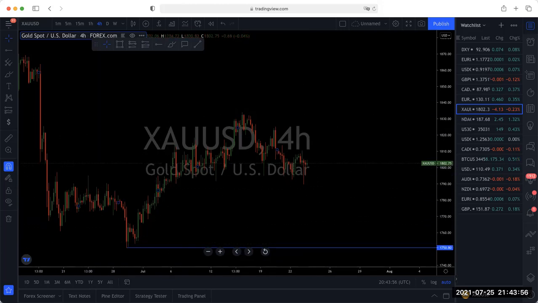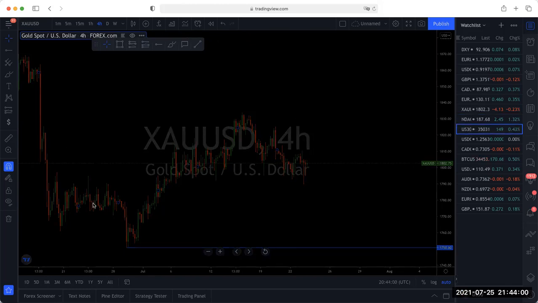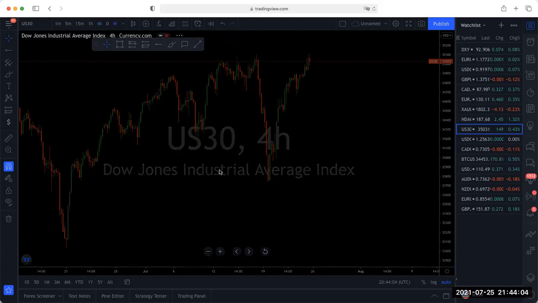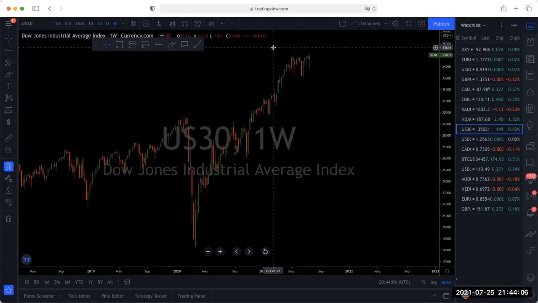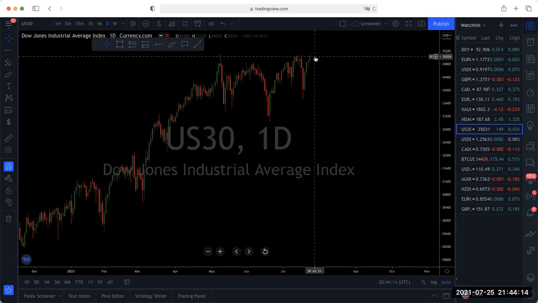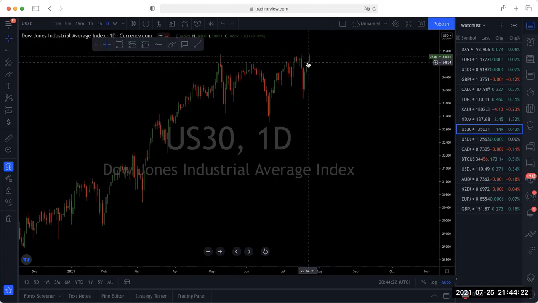So the last pair we're going to talk about is USD30. And USD30 will also start from the weekly time frame. We've seen this pair has been going bullish, going higher. Then on the daily time frame, we have the same thing here, though it is building up liquidity around this area and equal high. I believe strongly that this equal high will be taken out.